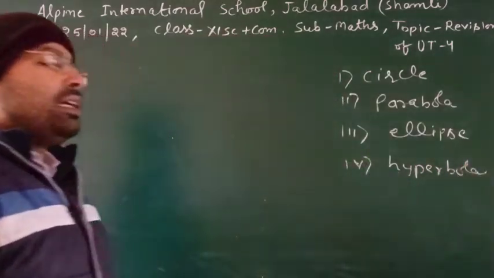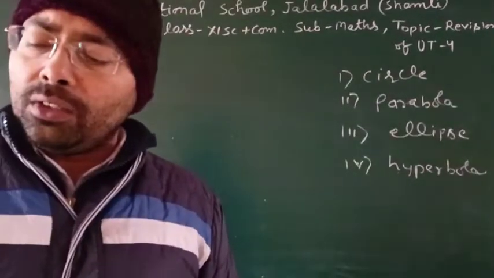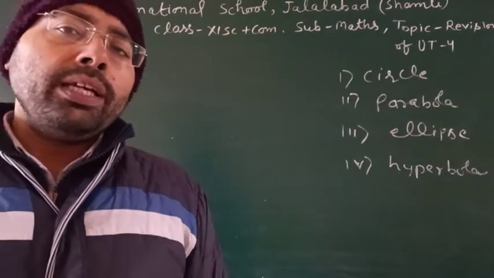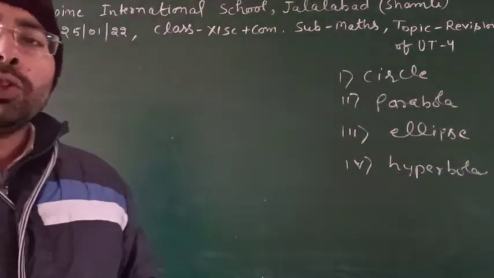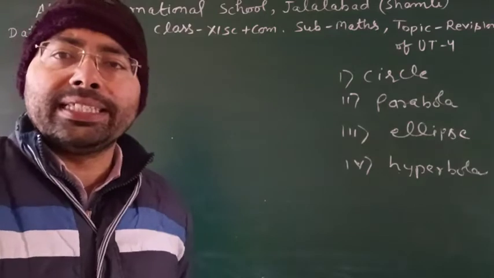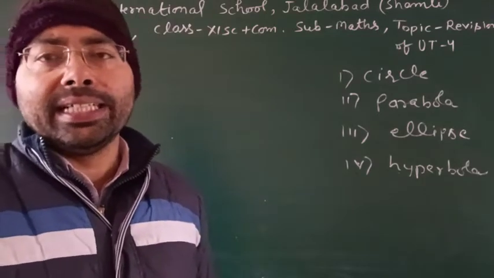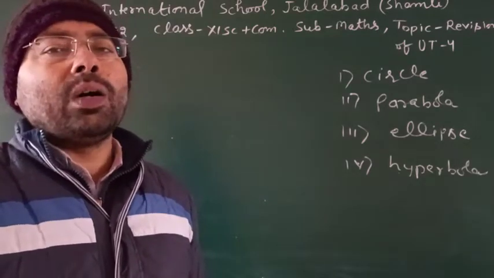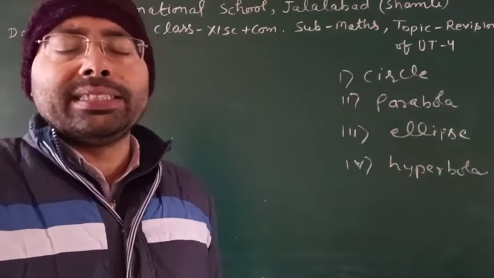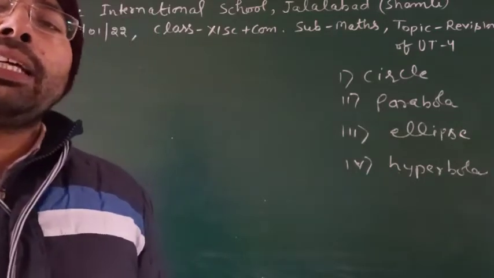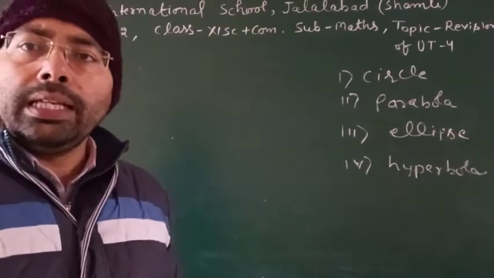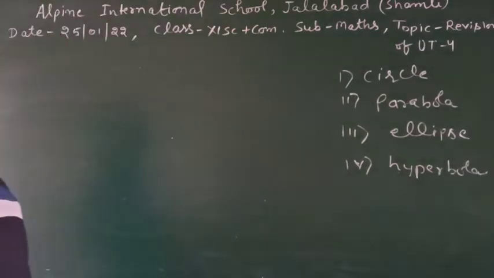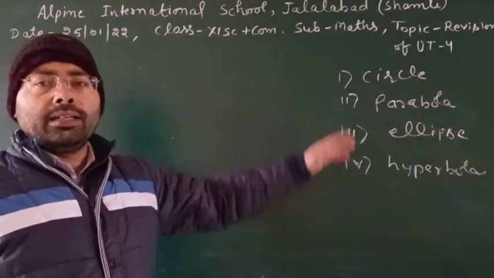So first we will discuss the circle, and you know very well that in a circle we have two main points. First is the center and second is the radius, because without center and without radius you can draw a circle anywhere. Clear? So first of all, the definition of a circle.